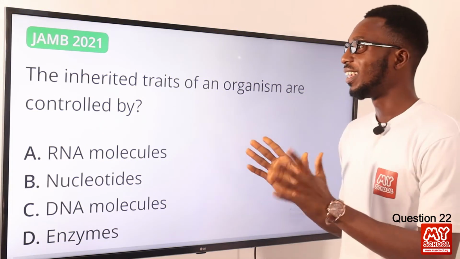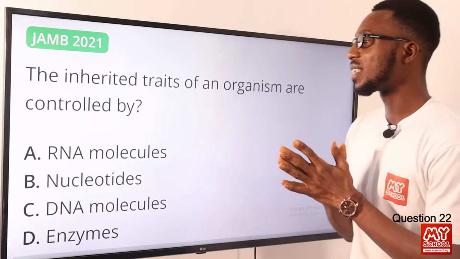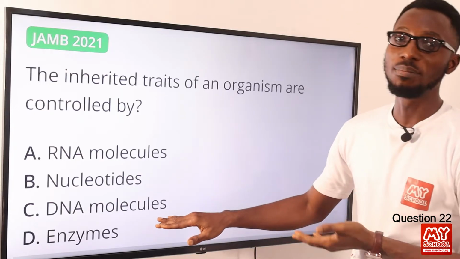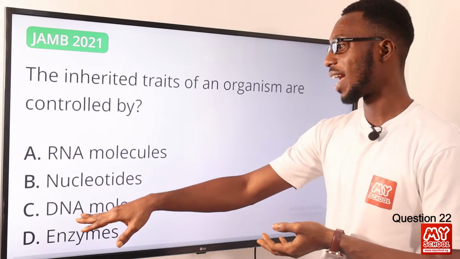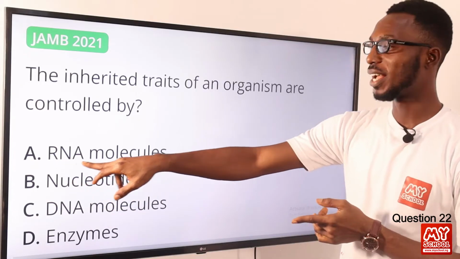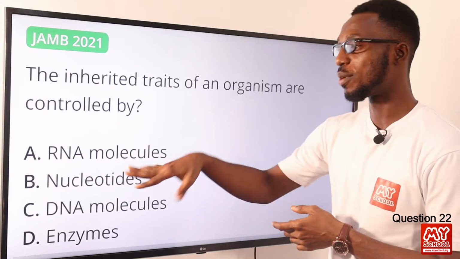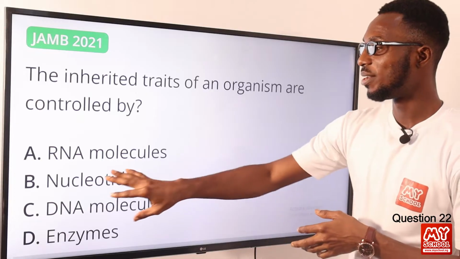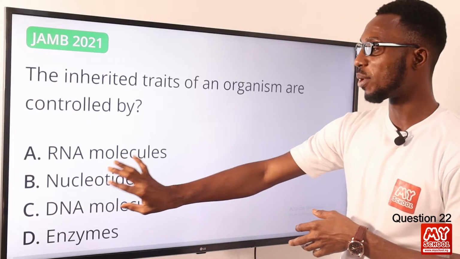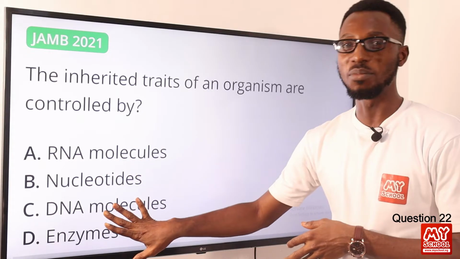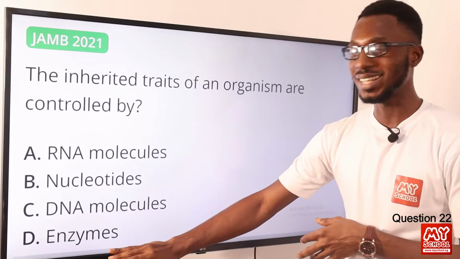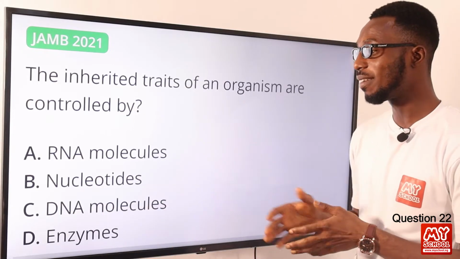Question 22. The inherited traits of an organism are controlled by the DNA molecules. Deoxyribose nucleic acid. This is ribose nucleic acid, for protein creation or protein synthesis. Nucleotides are the building blocks for RNA and DNA molecules. Enzymes are organic catalysts. So the correct option here is option C, for DNA molecules.